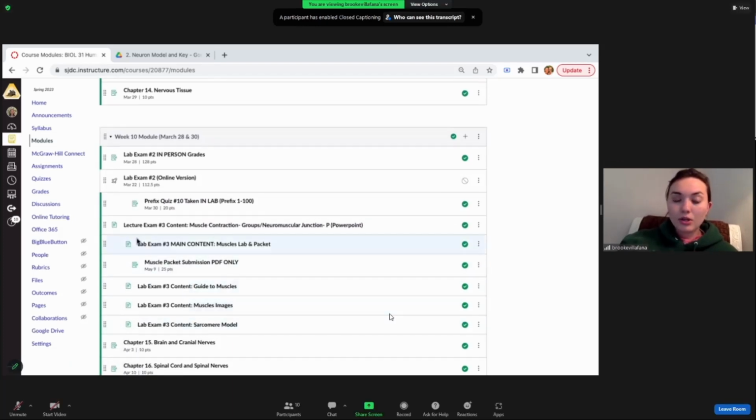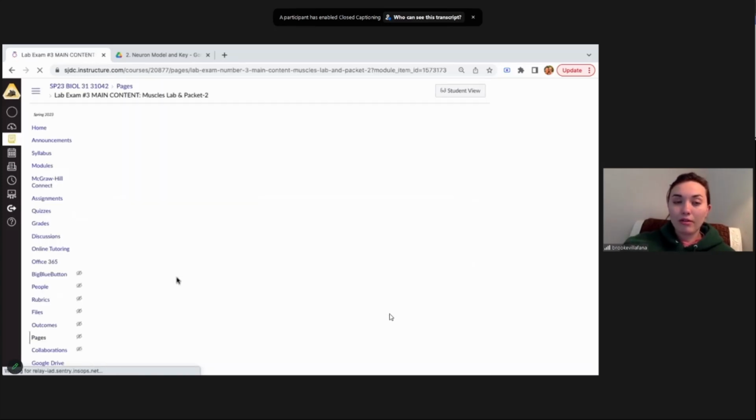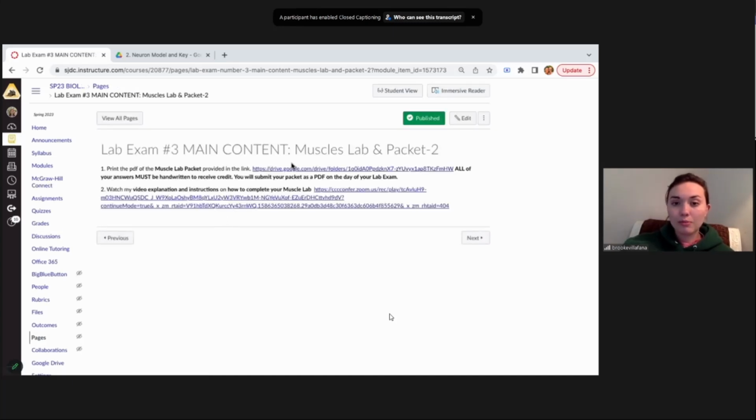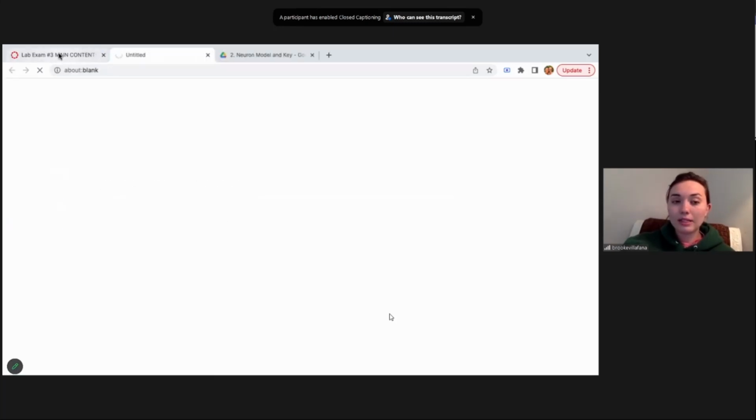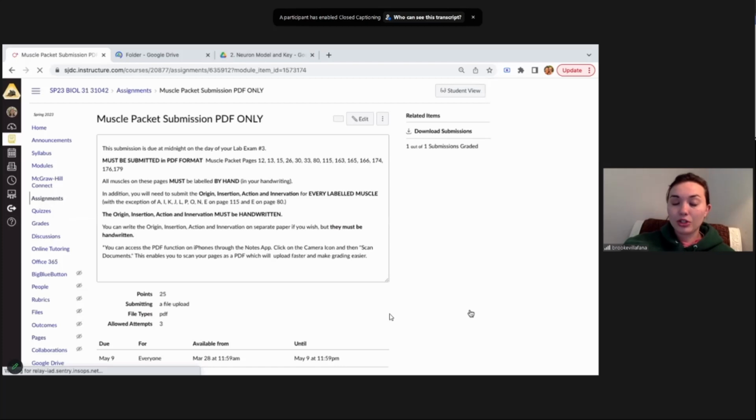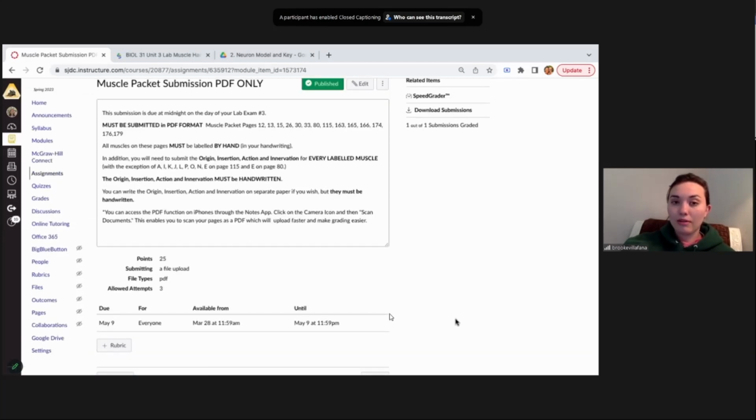I already talked to you guys about the muscles lab and packet. Remember, you need all of the origin, insertion, action, and innervation for each muscle, handwritten, for your 25 points. On the actual lab exam itself, you will just be labeling the muscles and identifying them. You won't be tested on the origin, insertion, action, and innervation. And then for the lecture exam, it'll just be the definitions, right?